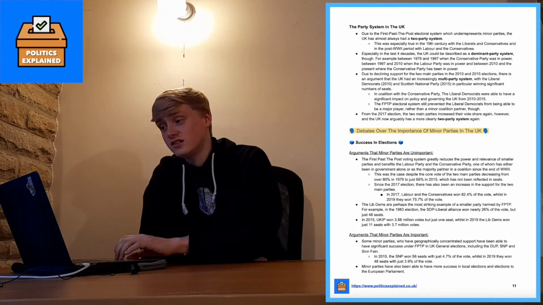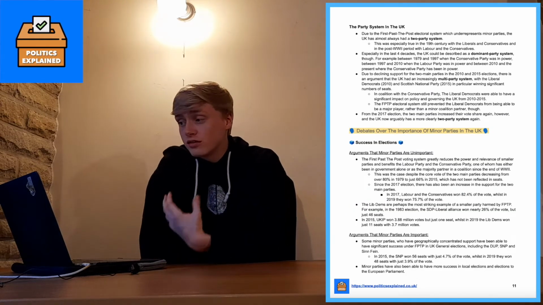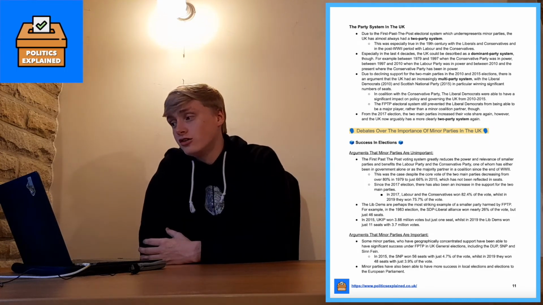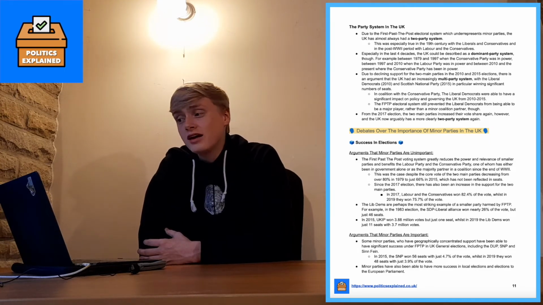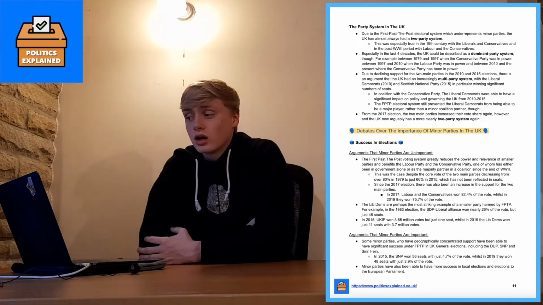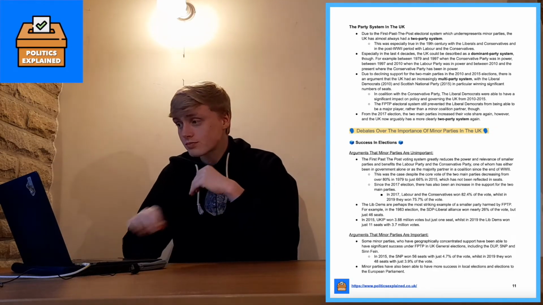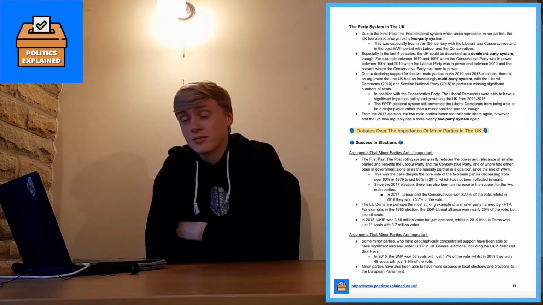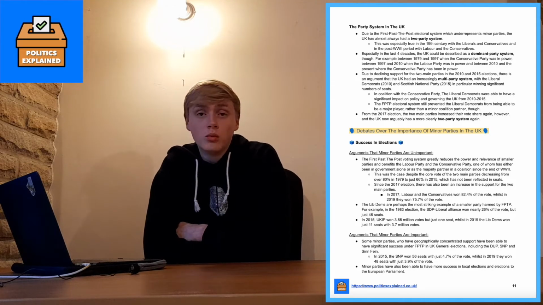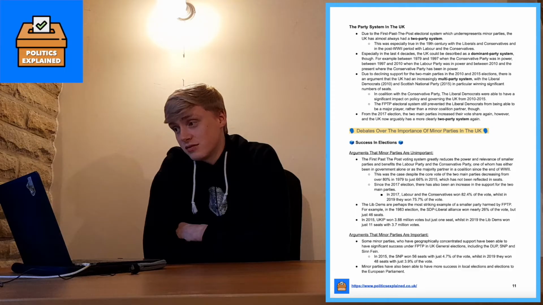In terms of the party system in the UK, due to the first past the post electoral system, which underrepresents minor parties, the UK has often been described as a 2-party system. This was especially true in the 19th century with the Liberals and the Conservatives, and in the post-World War II period with Labour and the Conservatives.